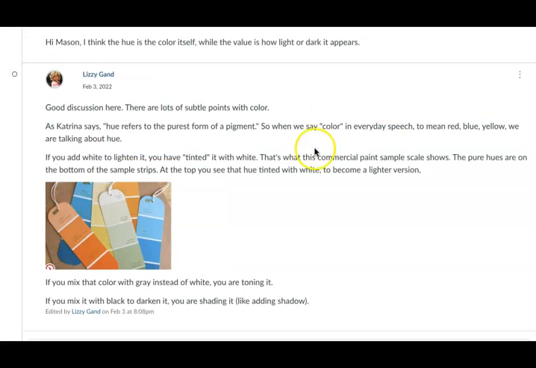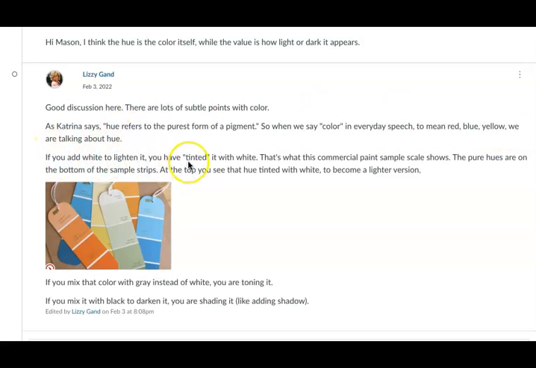This came up repeatedly, and one of the things that I put out there to clarify for some students who were thinking about how color and value relate to this issue of light or dark, I put out here that color in everyday speech means red, blue, yellow, right? So when we say that, we're talking about hue.